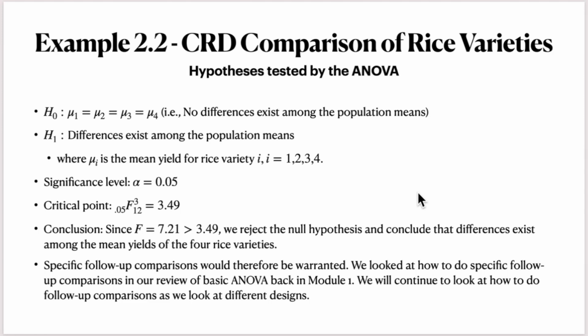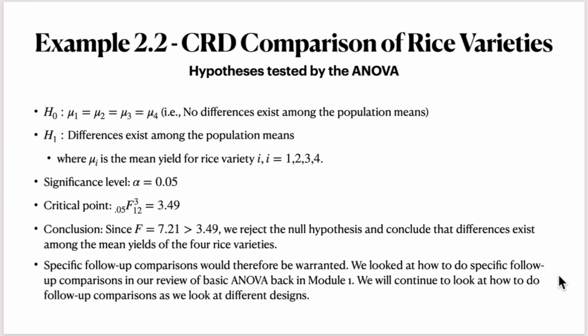And as we discussed when we reviewed this material back in Module 1, the job is not done at that point. It's really just beginning. If we conclude that differences exist among the mean yields, then the natural follow-up question is, where are the differences? And so with that in mind, specific follow-up comparisons would be motivated and would be warranted because we rejected this null hypothesis that said that they were all the same.